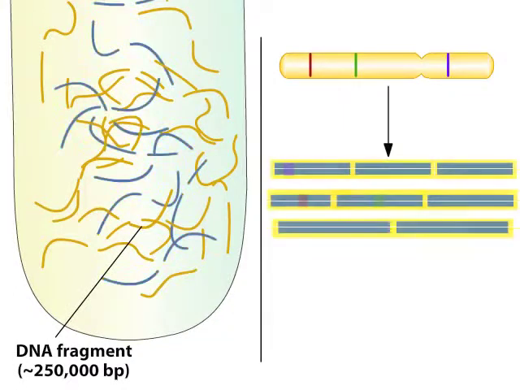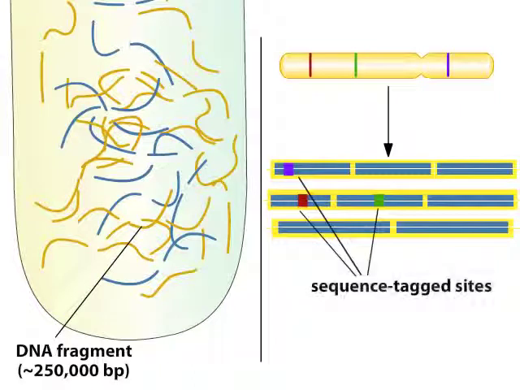We will focus on the subset of these fragments, indicated in blue, that are derived from the chromosome on the right. The fragments contain the same sequence-tagged sites as the original chromosome.